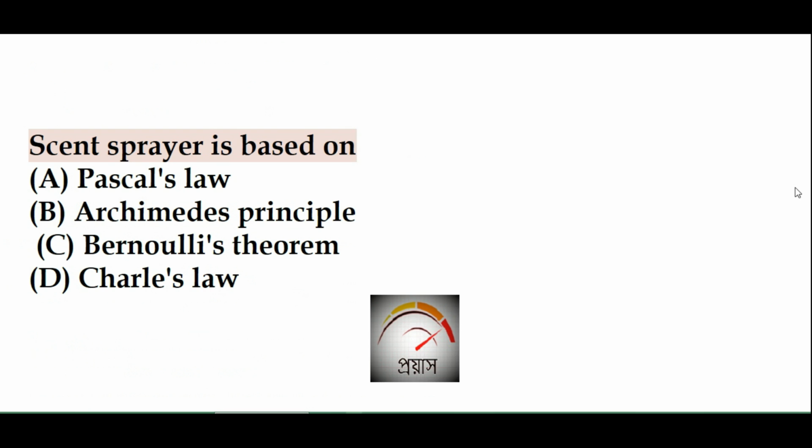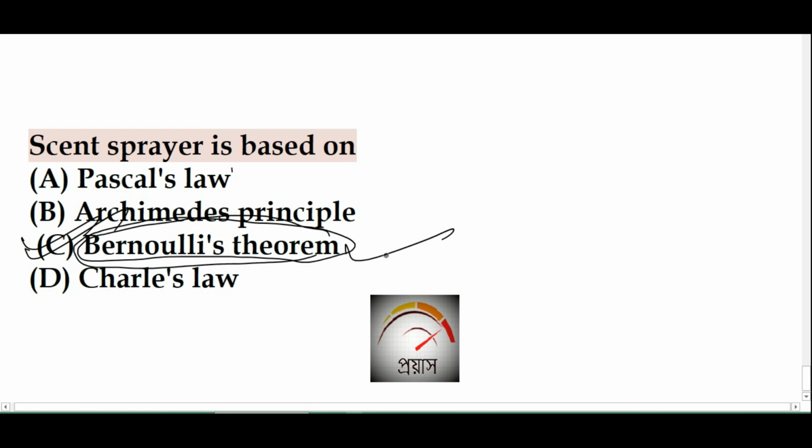Venturi meter is based on Bernoulli's theorem.